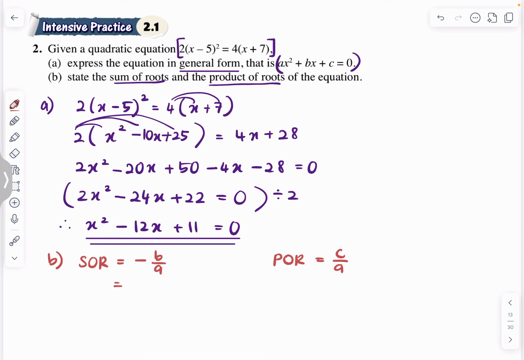So A is 1, B is negative 12, C is 11. So we just put this in. B is negative 12, A is 1. So this will just give us 12. C is 11, A is 1. This will give us 11. That's it. So SOR is 12, POR is 11. Done.